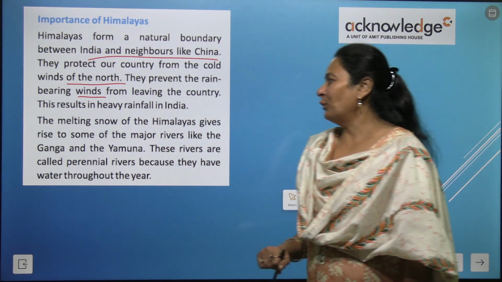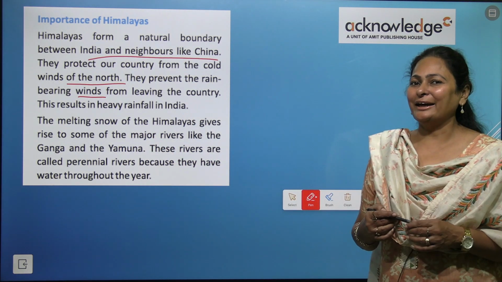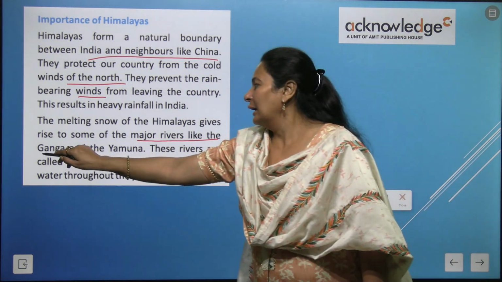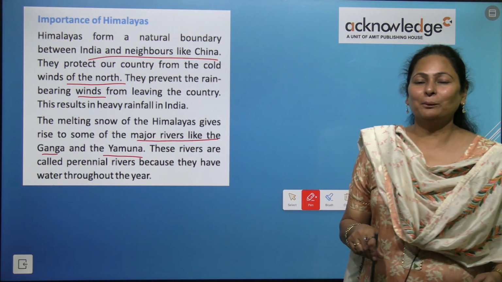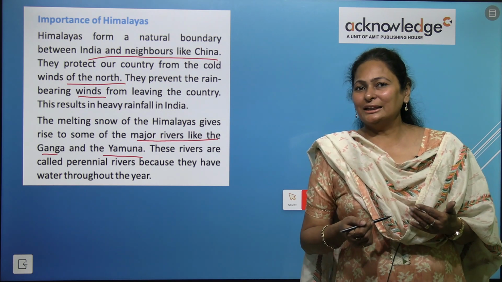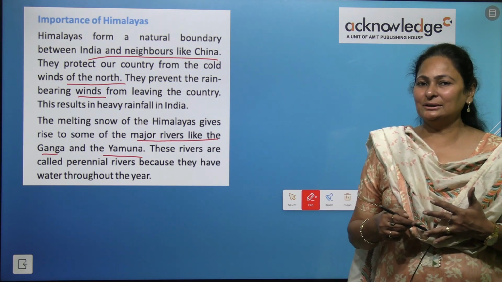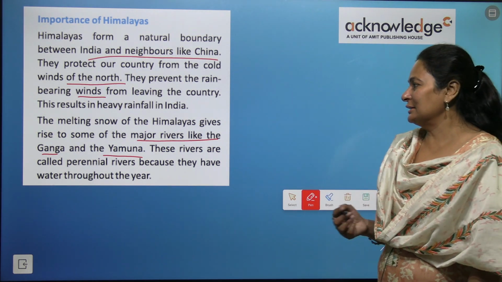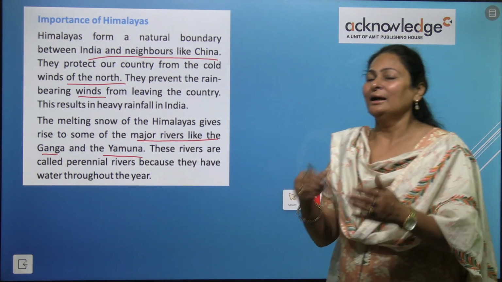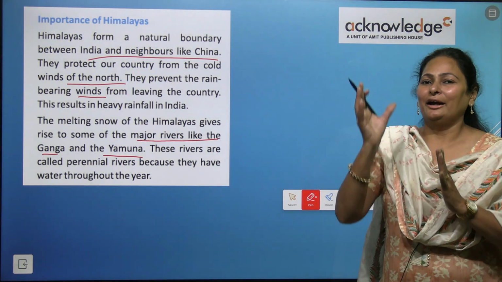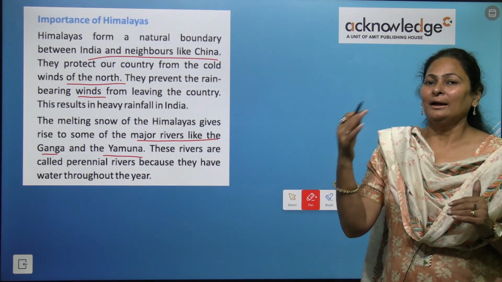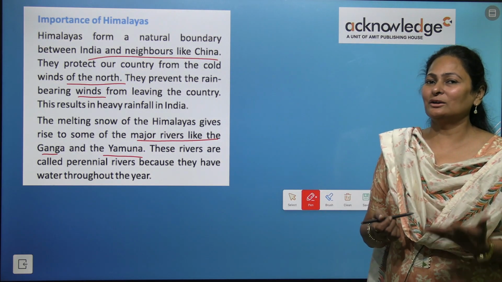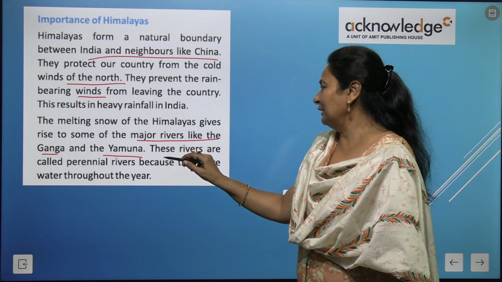The melting snow of the Himalayas gives rise to the major rivers like Ganga and Yamuna. Ganga originates from the Gangotri glacier. Yamuna originates from the Yamunotri glacier, right? When the snow melts, it forms the river, and Ganga and Yamuna are the main rivers that originate from the Himalayan region.